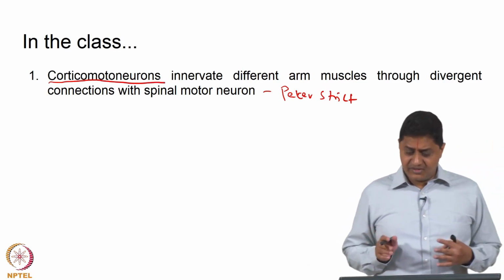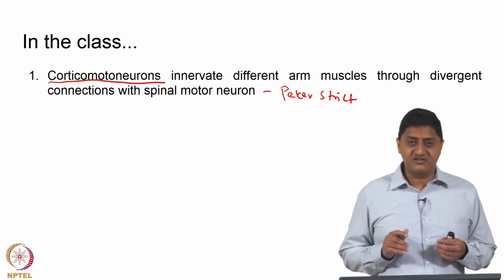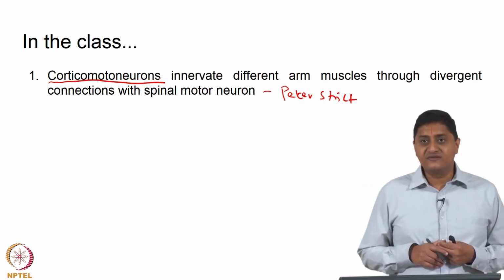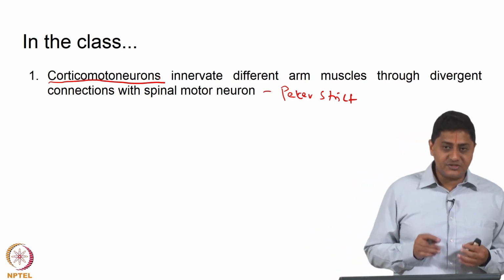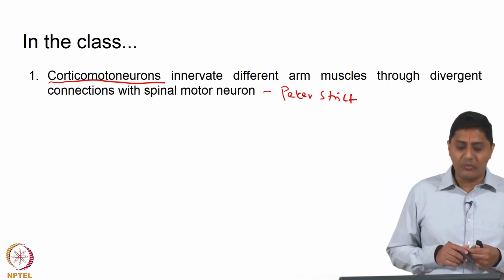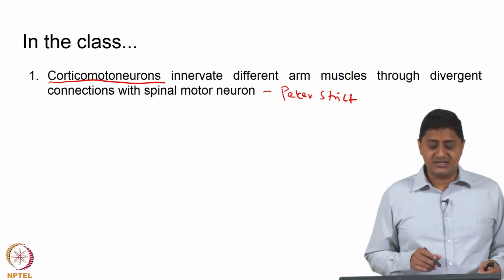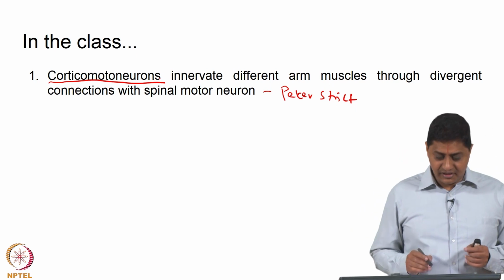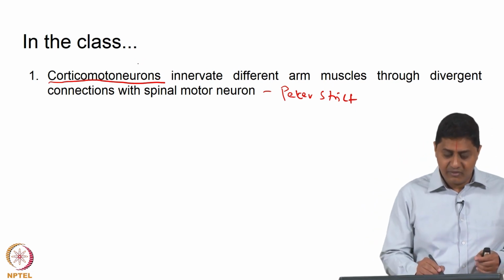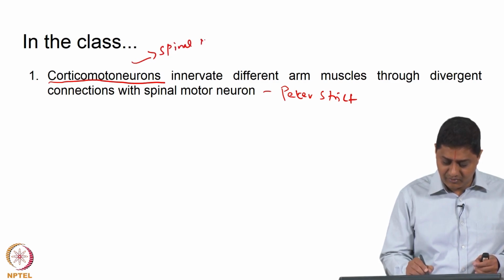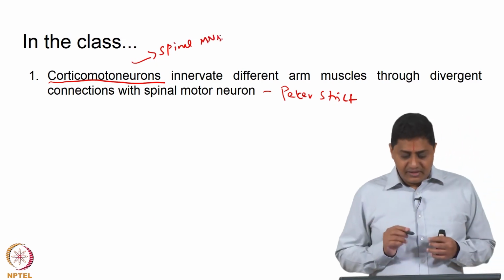These innervate different arm muscles through divergent projections with spinal neurons. So, first let us discuss what corticomotor neurons are. Those that have monosynaptic projections with spinal motor neurons are called corticomotor neurons. These are also called upper motor neurons. There is going to be a discussion later, but let us at least define this. Corticomotor neurons are those that have connections with motor neurons of the spinal cord, or the spinal motor neurons, right.